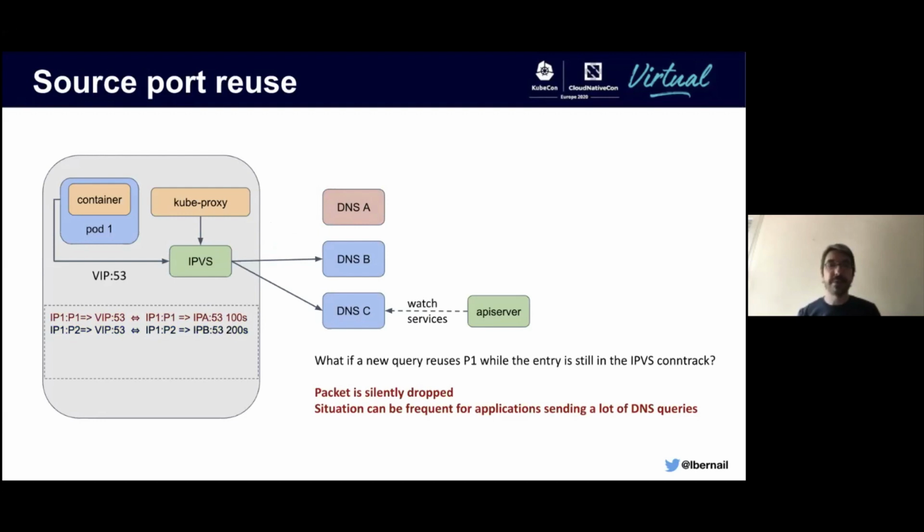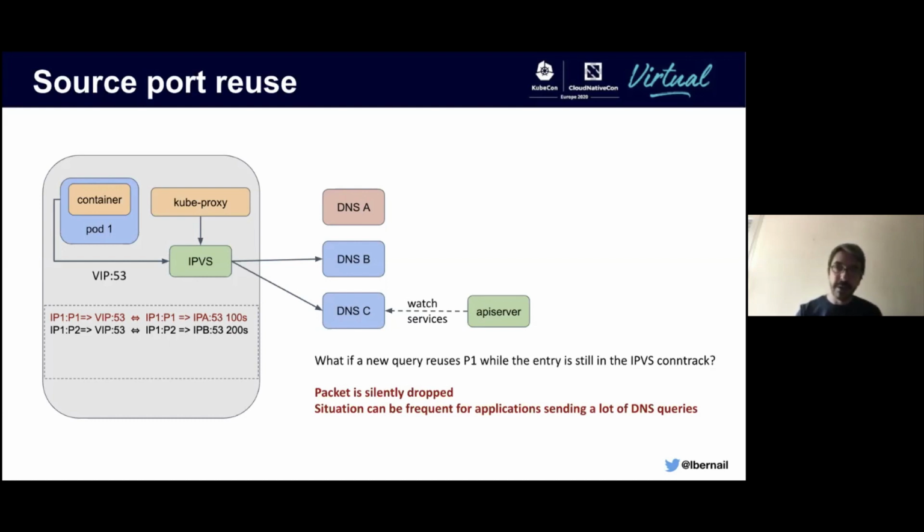However, what happens if a new query is using the same source port? Well, the entry still exists in the conntrack, and so it will be routed to the backend that has been deleted. And since the kernel knows that this backend doesn't exist, it's going to drop it silently. It's not a problem for most applications, except when you do a lot of queries, which happens sometimes.